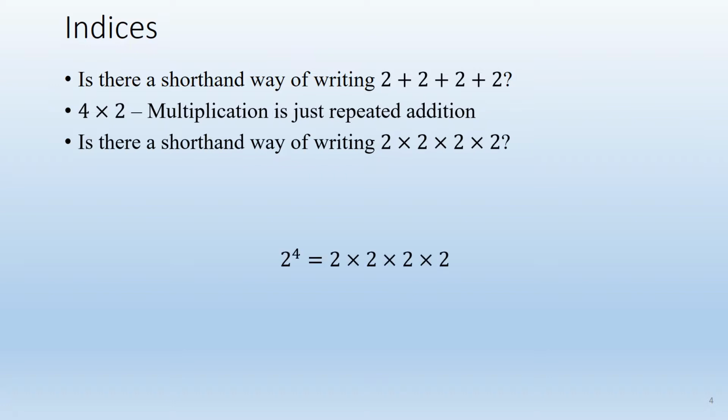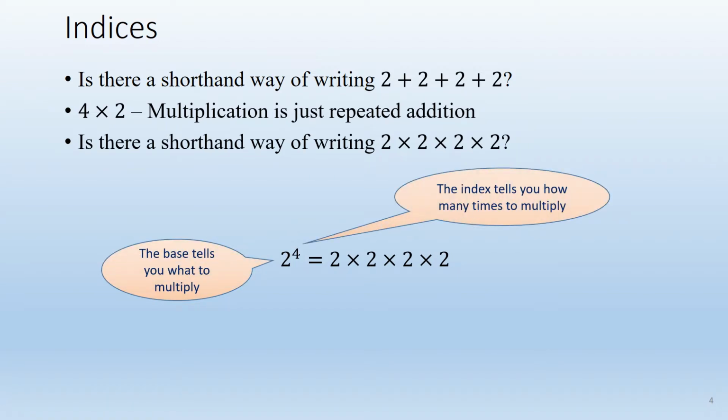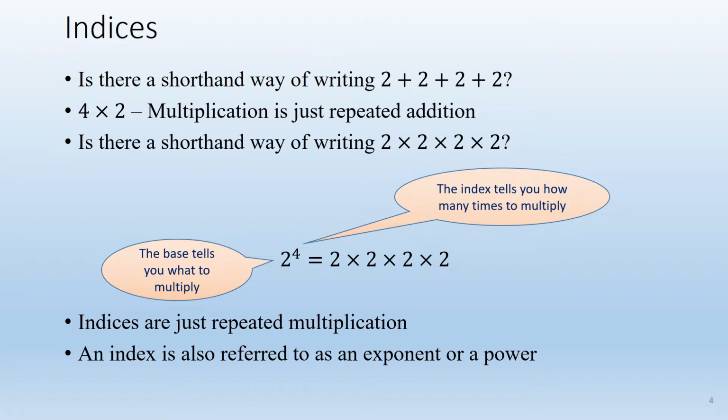There is, and it's repeated multiplication this time, so we write it as 2 to the power of 4, not 4 times 2. We're not multiplying 2 by 4, we're multiplying 2 by itself 4 times. The base tells us what we're multiplying, and the index tells us how many times we're multiplying that 2. Indices are just repeated multiplication. An index is also referred to as an exponent or a power, so it goes by different names.